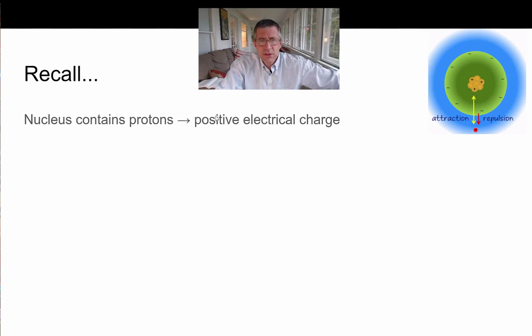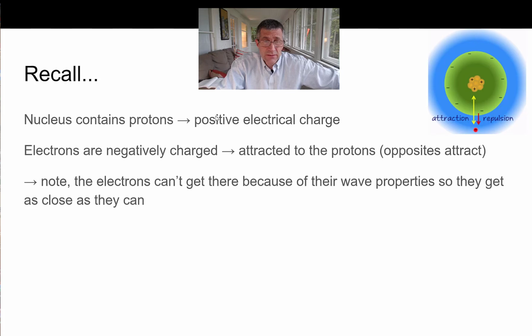Okay, a few important things about the nucleus. So nucleus, it contains protons, it has a positive electrical charge. Electrons are negatively charged, so hopefully you know that opposites are going to attract. So my electron is attracted to the nucleus, but it can't get there. So this is important, right? So my positive and negative charges attract to each other, but it can't get there because of this wave property that it has. So it has energy, and it's essentially in motion, and because it's a wave, it just can't get to the nucleus. Right?